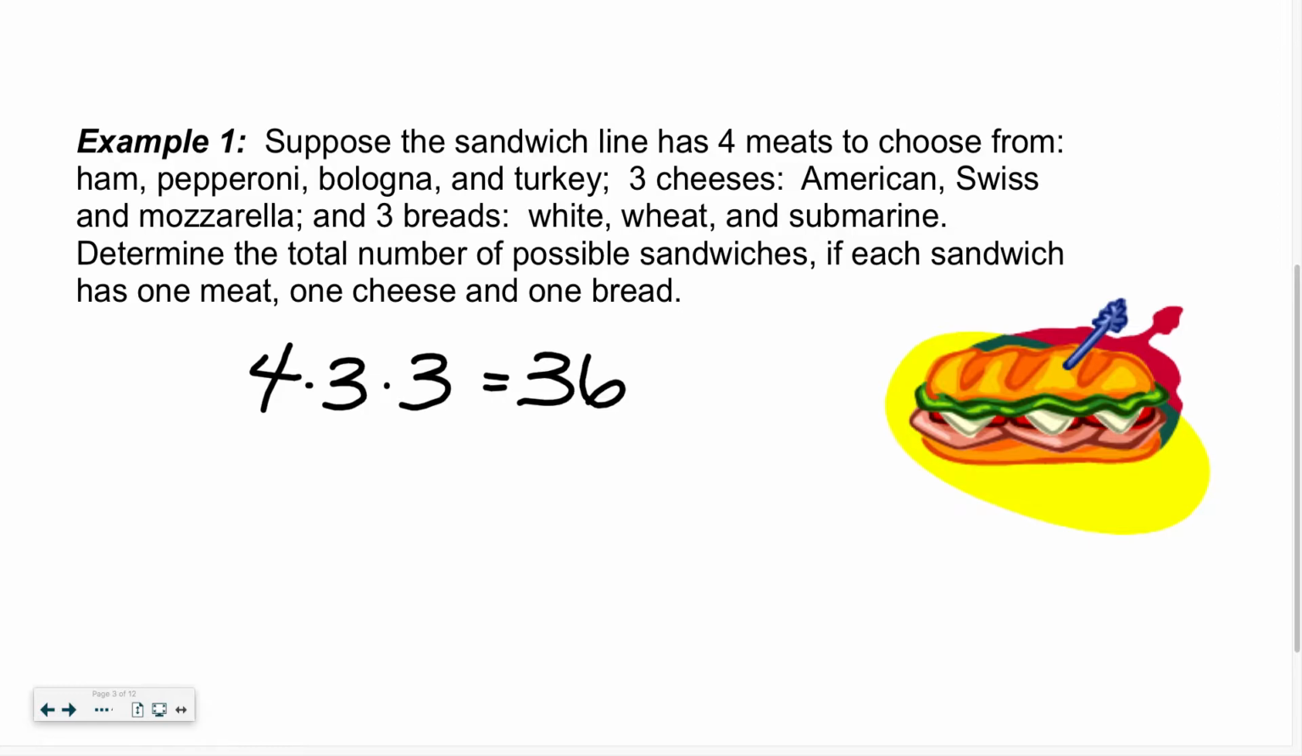Now I could tweak this problem. Have you ever gone to a sandwich shop and ordered extra or double meat? Sometimes that's an option. Or you have a sandwich that has more than 1 meat on it. So what if we change it so that you can choose from 2 meats, a cheese, and a bread? Then you just have to multiply by another 4 for the meats, assuming that you could have double bologna if you wanted. Okay, so 36 is easy.